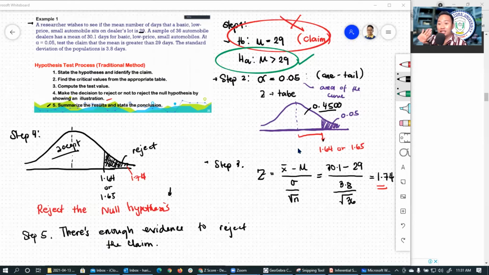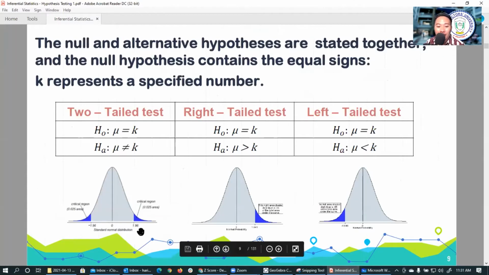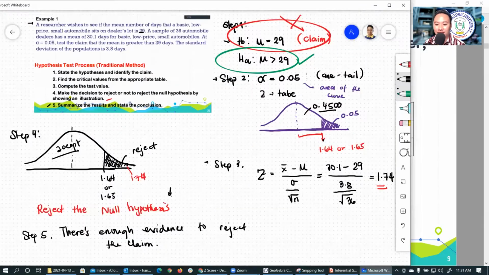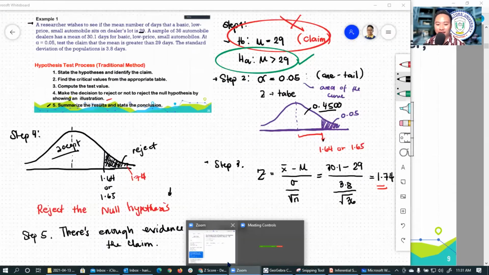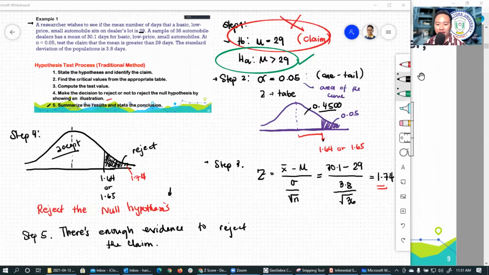Yes, always this side is reject. Did you see that earlier? The shaded region, guys, is the rejection area. So if this is a right-tailed test, the rejection is to the right. If it's a left-tailed test, the rejection is on the left. Okay. You can answer if there's a quiz. What do you think?